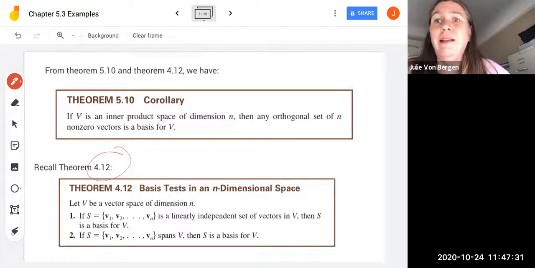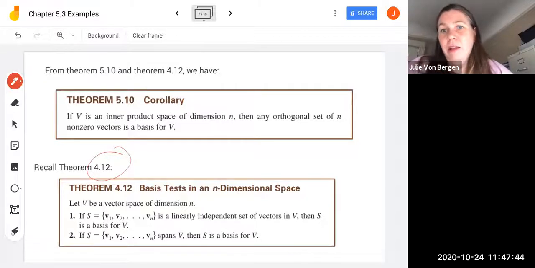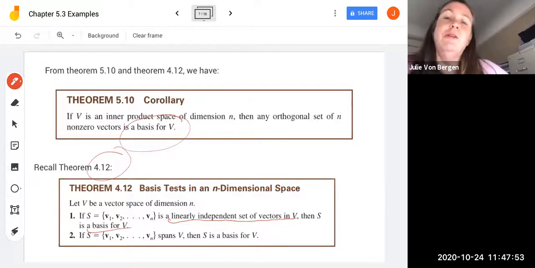So we get the linear independence part from theorem 5.10 that we just showed. And then recall theorem 4.12 that I pasted down here. That tells us V is a vector space, and then if vectors V1 through Vn is a linearly independent set of vectors, then it's also a basis. So that's where the basis part comes from. So we show the linear independence with theorem 5.10, and then we already showed back in chapter 4 that a linearly independent set of vectors in V is a basis.